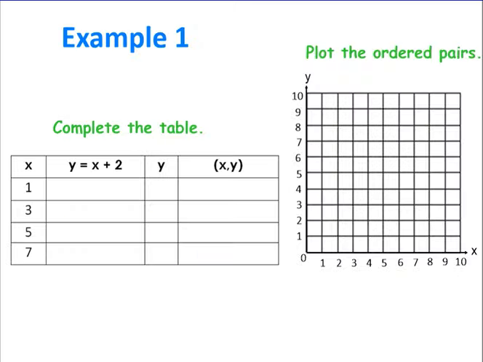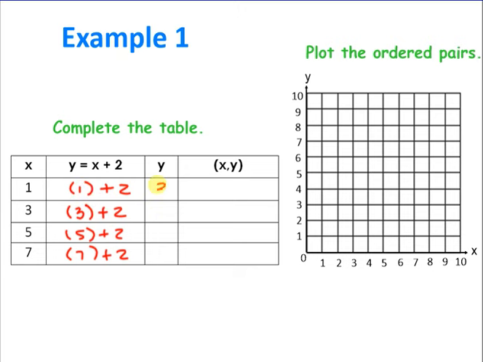Okay? So example number 1, what we're going to do is complete the function table just like we did the other day in input-output tables. But this time we're going to take those ordered pairs and actually plot them on the coordinate plane. So let's go ahead and do that now. We're going to plug 1 in for x plus 2. We're going to plug 3 in for x plus 2. We're going to plug 5 in for x plus 2. And we're going to plug 7 in for x plus 2.